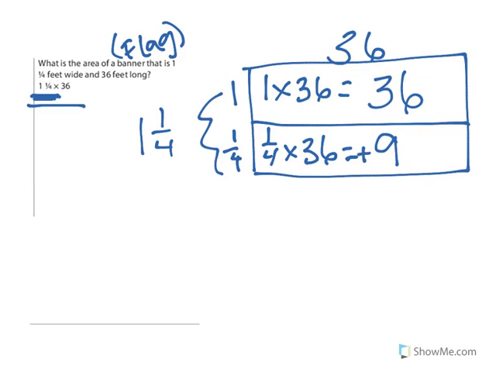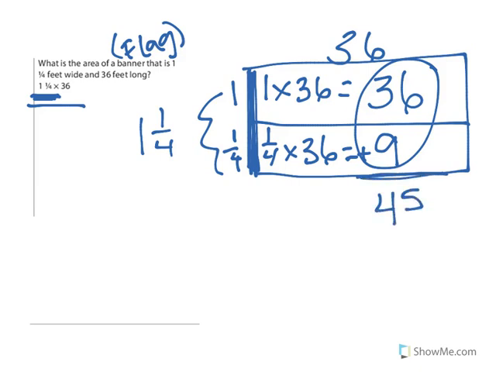Now I'm going to add these two together, right? I'm going to add my whole side together to create my entire area, and then I'm going to add them together, and I see that that is 45 square feet. Okay, remember we're doing width times length, so I'm going to have something squared, and it is feet, so I'm going to always label it.